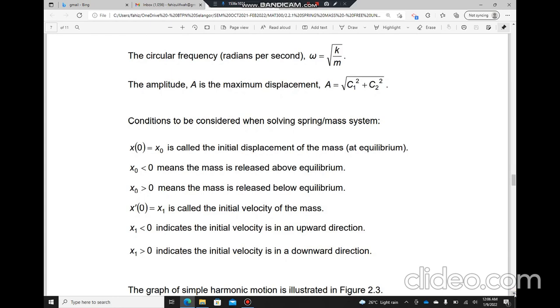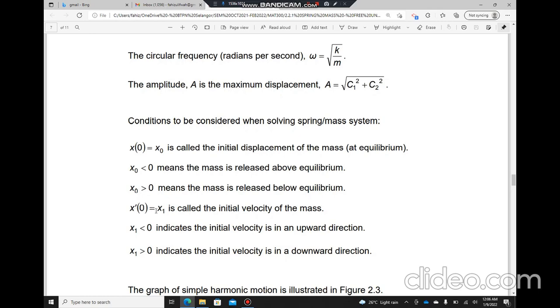Okay, so kita akan consider this condition, which is x(0) equals to x0. x0 is called the initial displacement of the mass. So yang ni kalau kita ada initial displacement, maksudnya x(0) equals to x0. x0 less than 0 means the mass is released above equilibrium. Kedudukan tu berada di atas equilibrium. So nilai x adalah negatif. Kalau nilai x adalah positif or x greater than 0 means the mass is released below equilibrium.